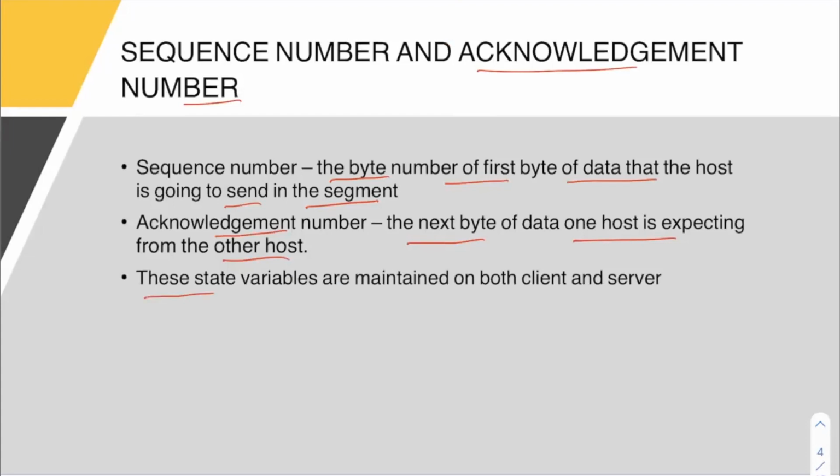These state variables are maintained on both the client and the server. Initially, I told you, in the three-way handshake, some state variables are initialized on both client and server. So these are two of the important state variables which are used in the TCP three-way handshake process, and they are stored on both the client and the server side.